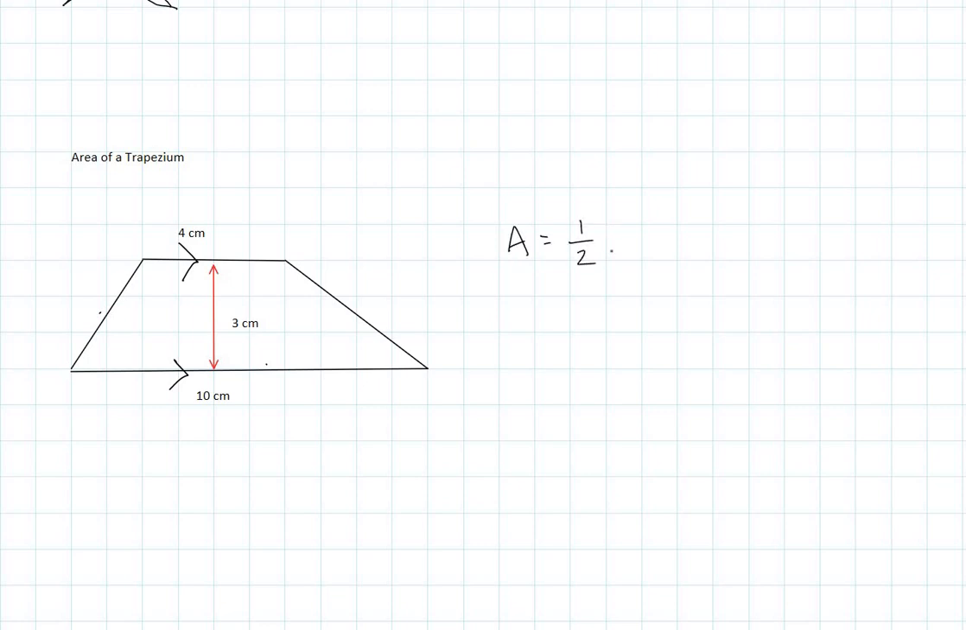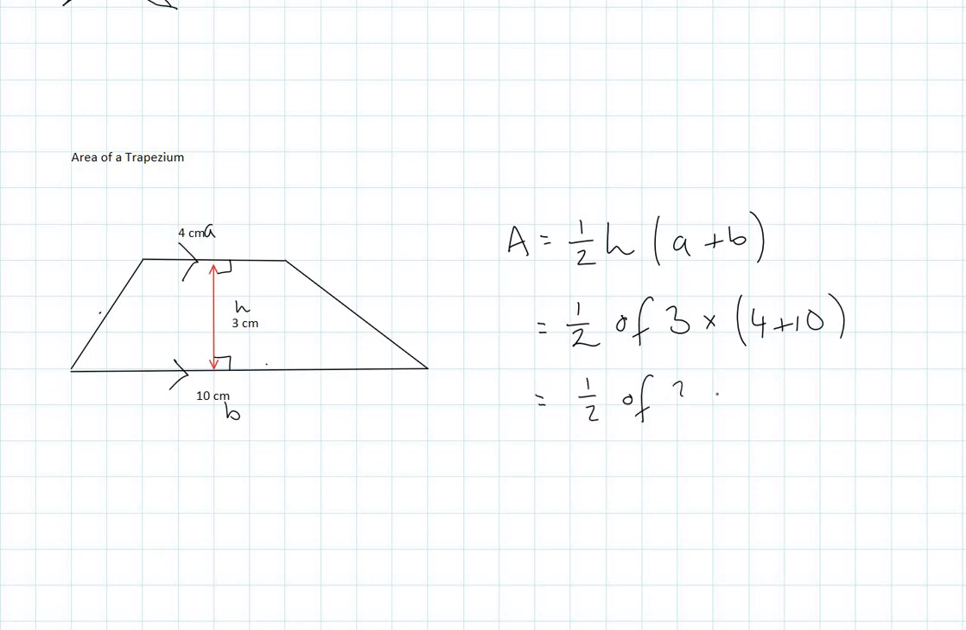It's a half h times (a plus b), where h is this height that's at right angles to the top and the bottom. A and b are just the top and the bottom. So here I'm going to have a half of 3 times, and in the bracket I've got 4 plus 10. So I've got half of 3 times 14.